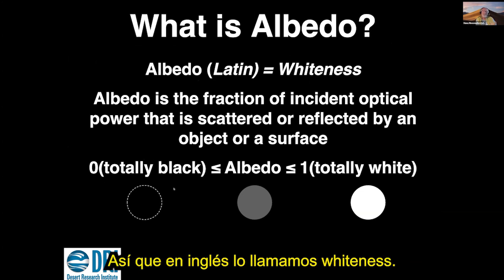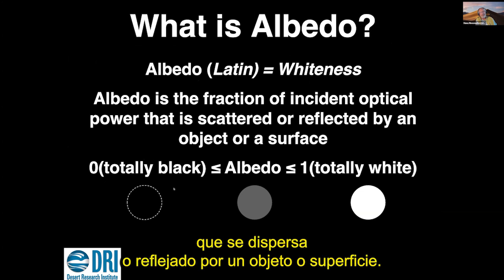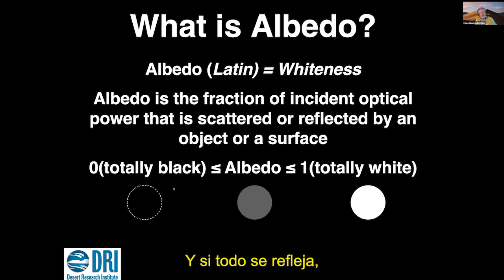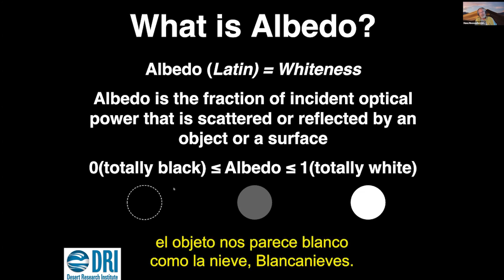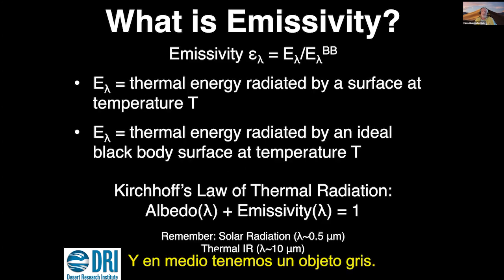So in English, we call it whiteness. It's a fraction of the incident optical power that is scattered or reflected by an object or a surface. So that means if nothing is reflected, the object appears black to us. And if everything is reflected, the object seems white to us, like snow white. And in between, we have a gray object.